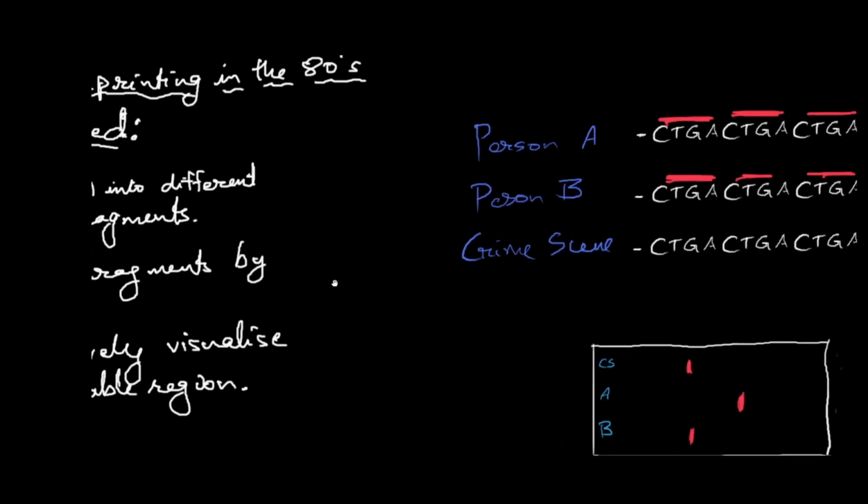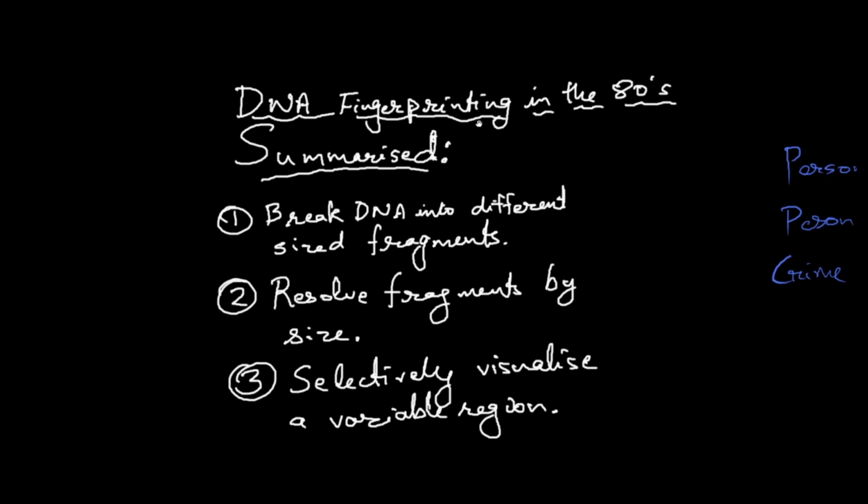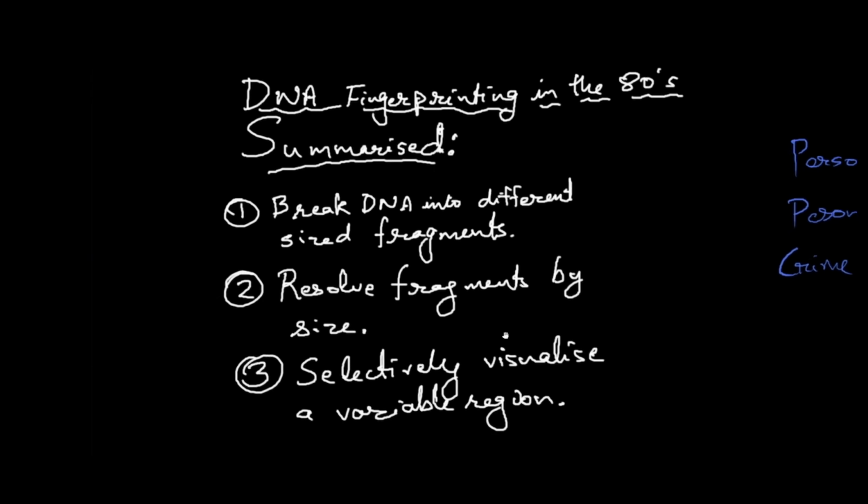Okay, so yeah, that's great, and let's just summarize what we've done in these 2 videos. So this is how DNA fingerprinting was done back in the 1980s. The first step is to break up DNA into different sized fragments to get a unique size profile for each individual. Then you use gel electrophoresis to resolve the fragments by size. And finally, you selectively visualize a variable region. And typically in DNA fingerprinting, the region that you are usually interested in is some kind of repeating region for the reasons we just discussed.